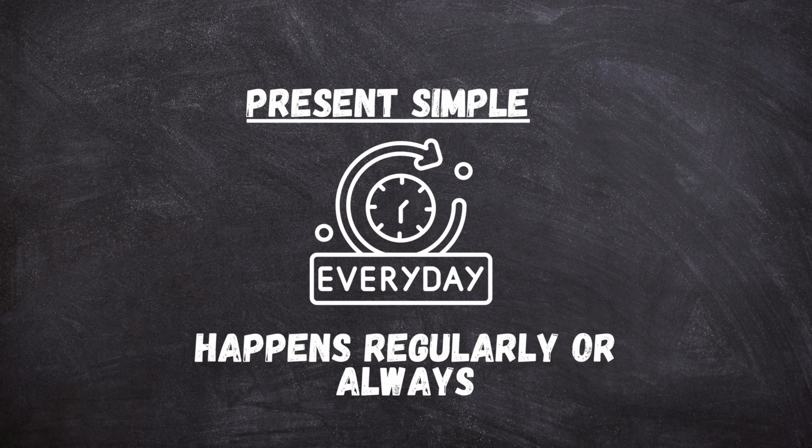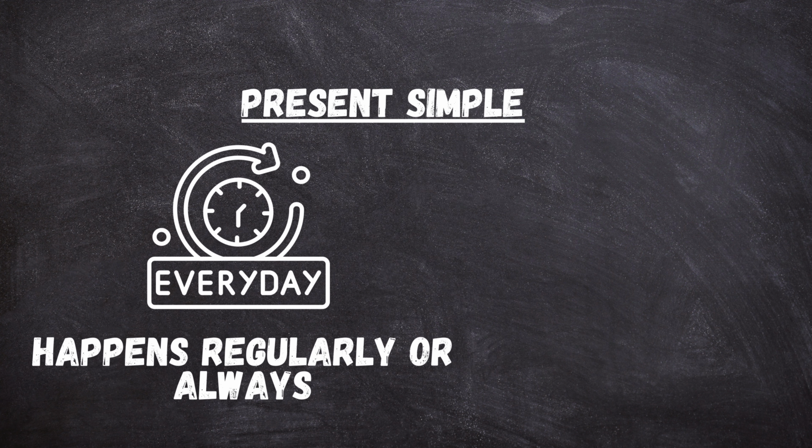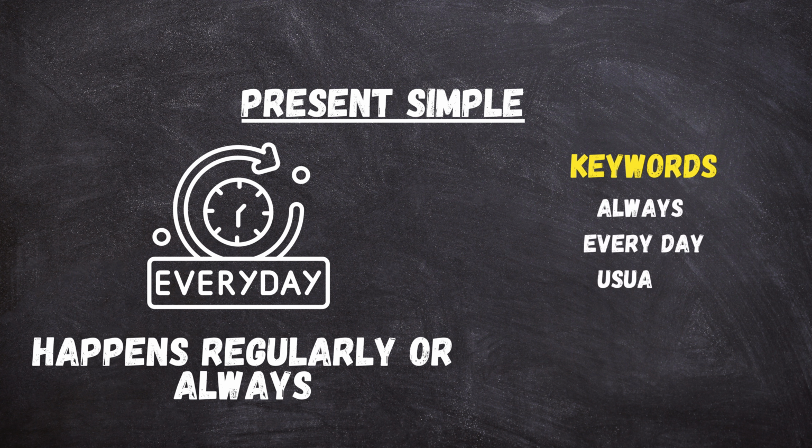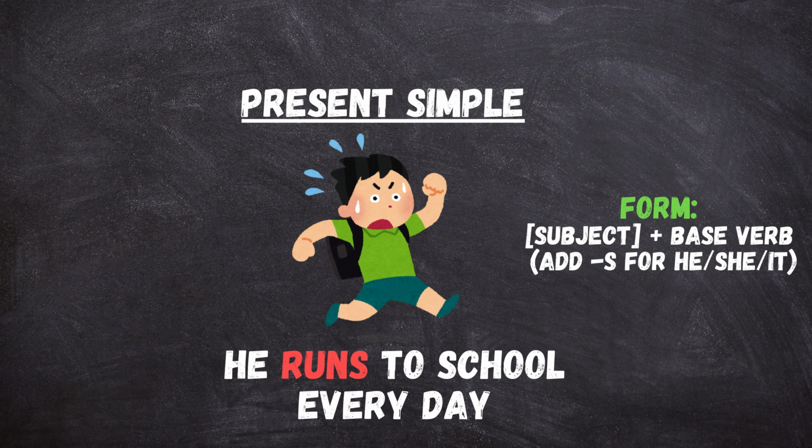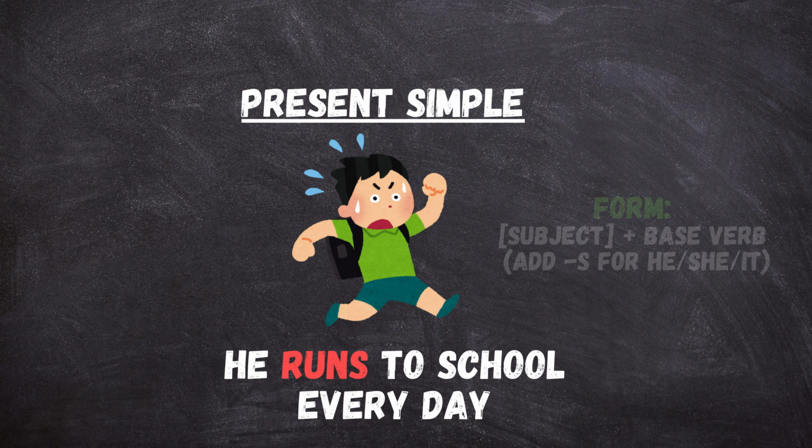The present simple tense is used for actions that happen regularly or always. Common key words include always, every day, usually, often, sometimes, and never. For example, he runs to school every day. This shows an action that happens regularly.